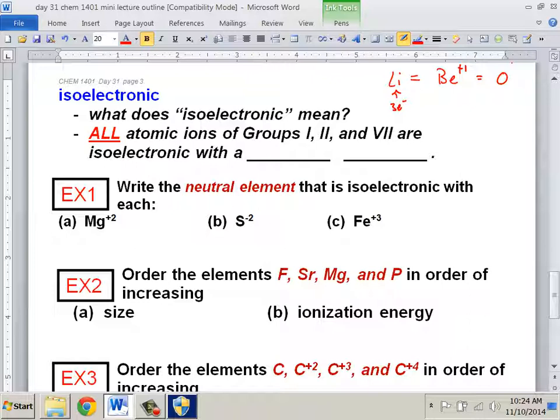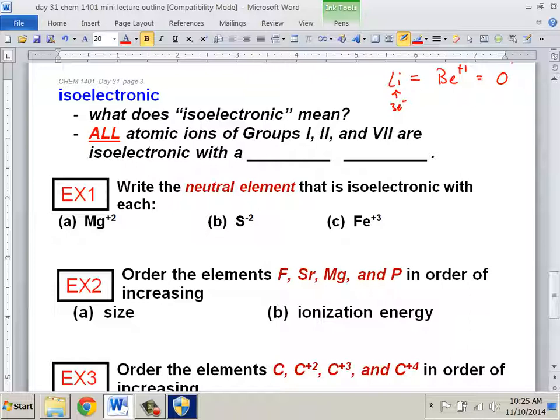One, two, three. How many? Right? Now you can count. I'm sitting there and I lose count. It's a lot easier just to subtract, right? Because O is 8, lithium is 3. 8 minus 3 is 5, so lose 5 electrons.